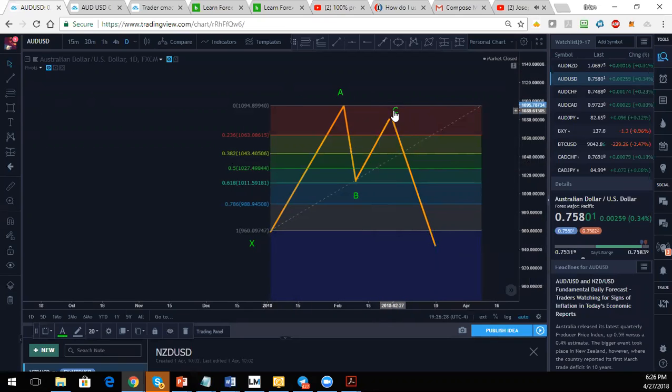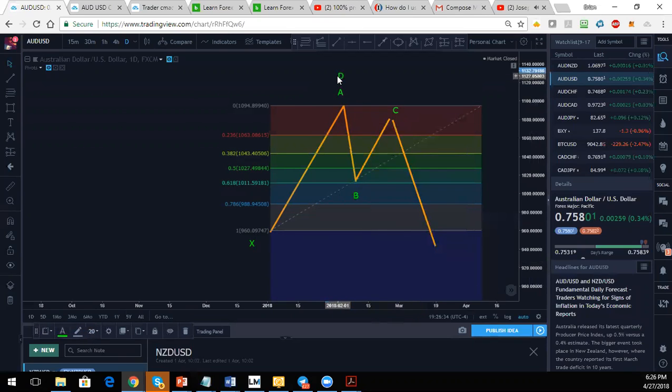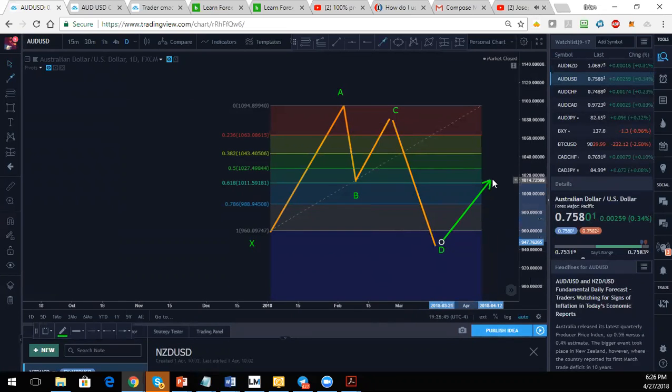And so this will be where our D point, let's say the D point ended here. Immediately after the D point ends, we will be looking to expect a bullish push from here. So that means price will go up. So usually after the ending of a harmonic pattern, such as the Gartley, you'll have a direction which the market will go up or down.